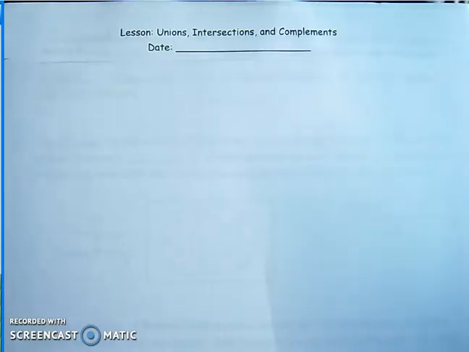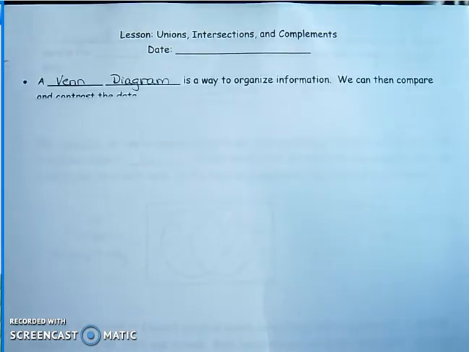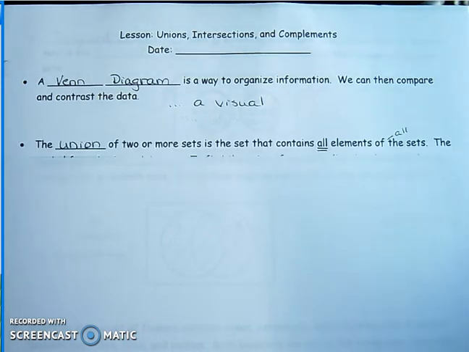Alright, hey guys, today we're going to talk about unions, intersections, and complements. Basically, what unions and intersections and complements come from is a Venn diagram. Hopefully you've seen Venn diagrams before, but by definition, a Venn diagram is a way to organize information. We then compare and contrast data. It's nothing more than a visual.